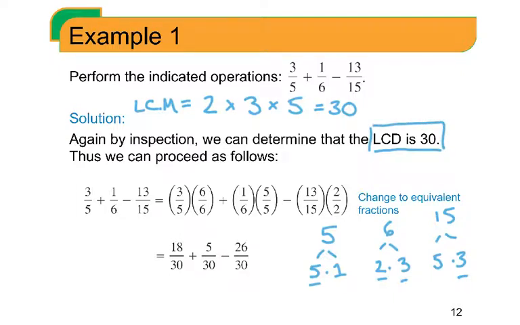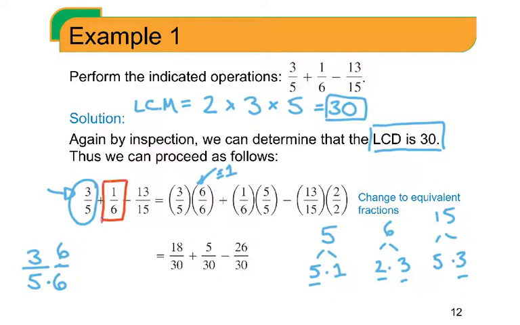And once you find it, then you have to rewrite your fraction. So I want everything to have a denominator of 30. So I see 3/5. What do I need to multiply this 5 by? I need to multiply it by a 6. So I better multiply the top by a 6 too, because this is equivalent to 1. So that's how I get a denominator of 30 here.